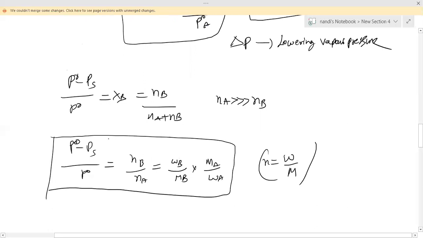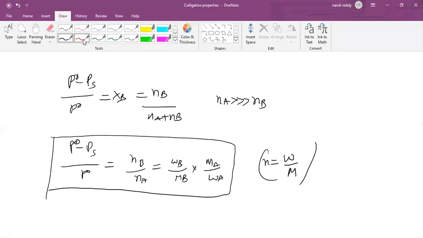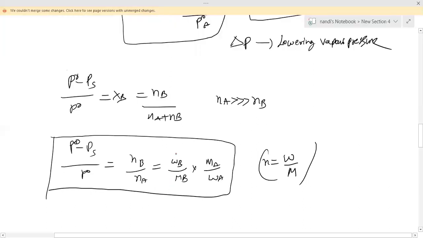So what type of questions can they ask mostly? They can ask PS by giving all the data, or they can ask WB, or MB, anything. MA is the solvent molecular weight, which is fixed. They can also ask the weight of solvent. Like that, by giving values, any one value will be missing and they can ask for it. Is it clear?